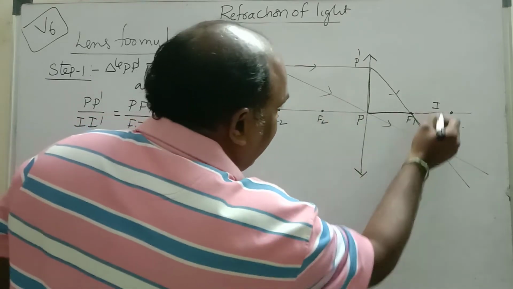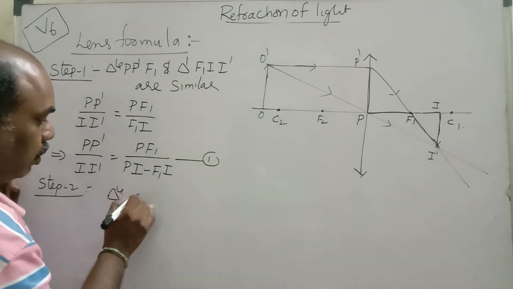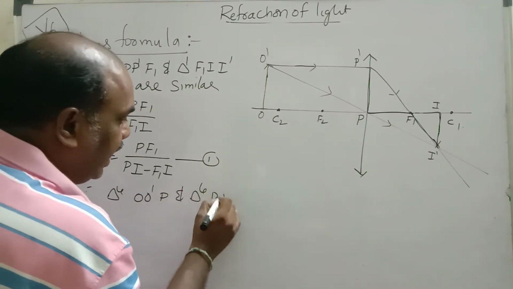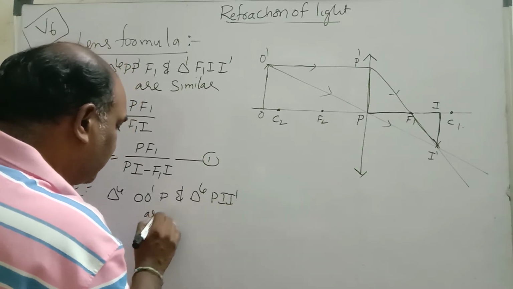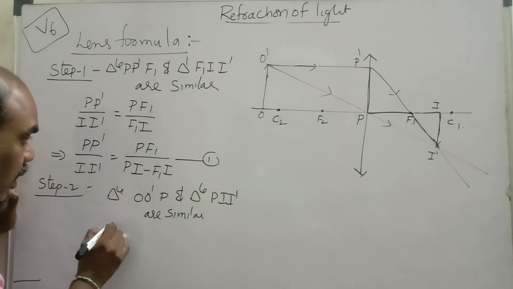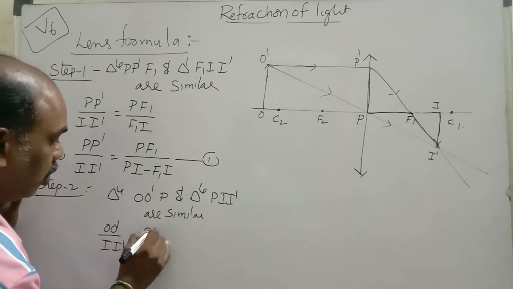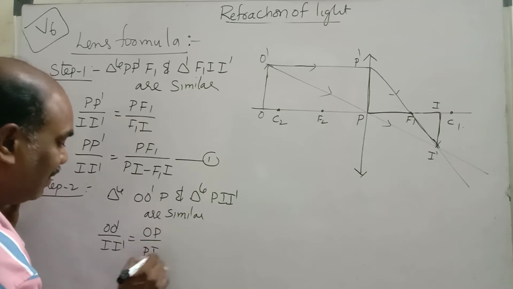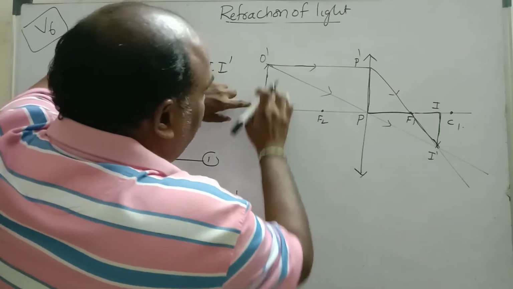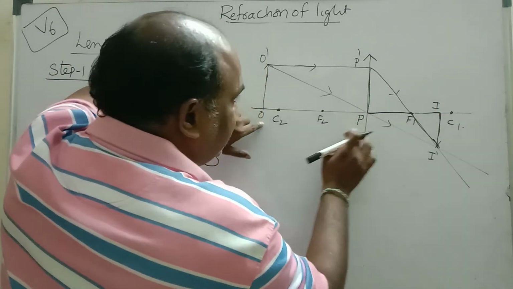O dash P I dash. These triangles also I am taking. See here, triangle O dash P and triangle P I dash are similar. Similar triangles means what? O dash by I dash is equal to OP by PI. Once again, this height by this height is equal to this distance by this distance.